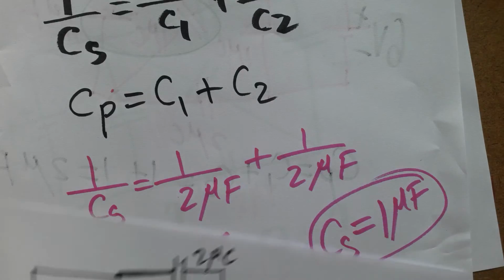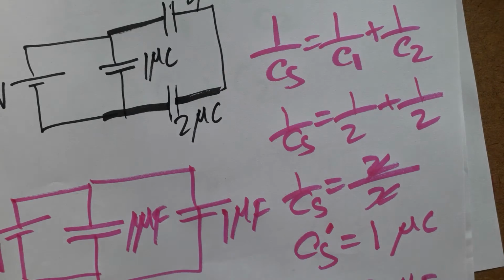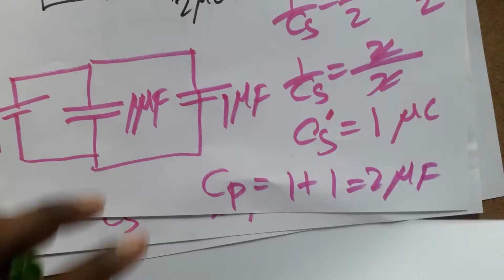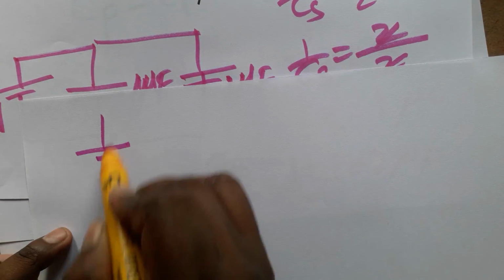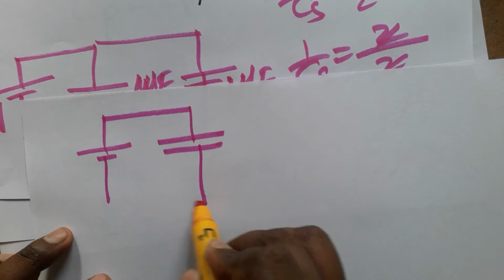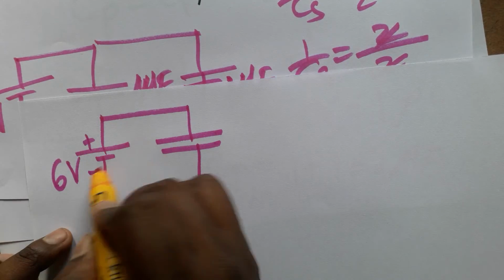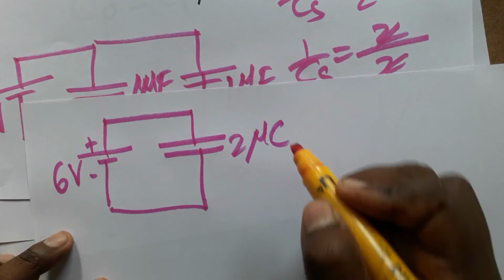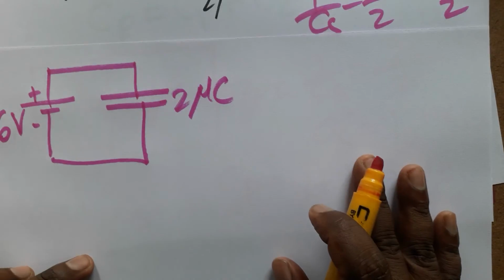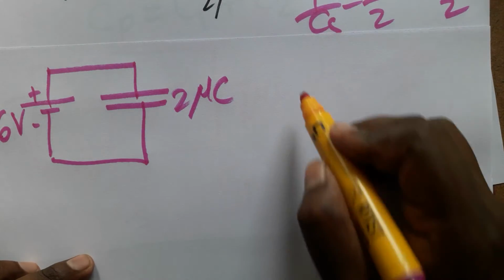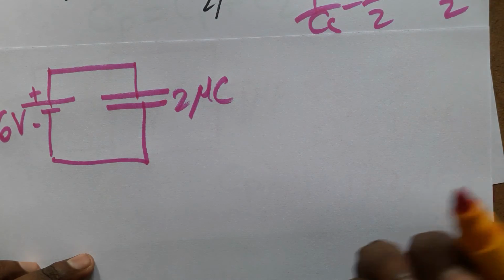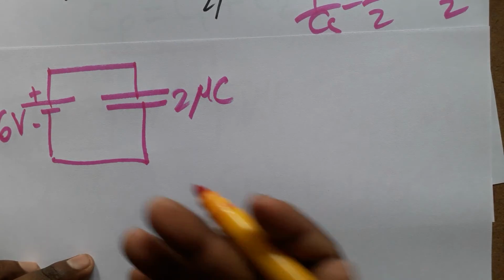So finally, the net value of total capacitance will be 2 microfarad. Okay, so we have one battery here, a 6 volt battery, and the total net capacitance is 2 microfarad. Now we are going to find the energy and the charge stored in this capacitance network.